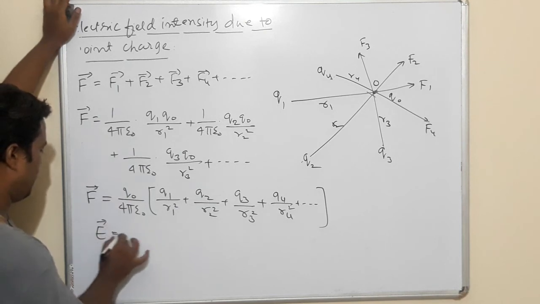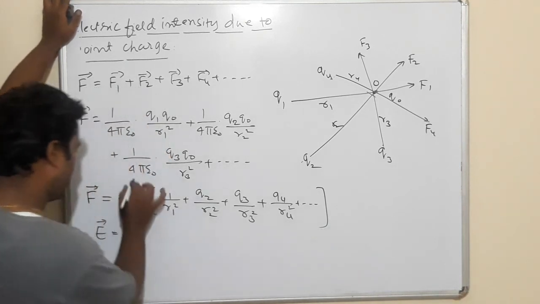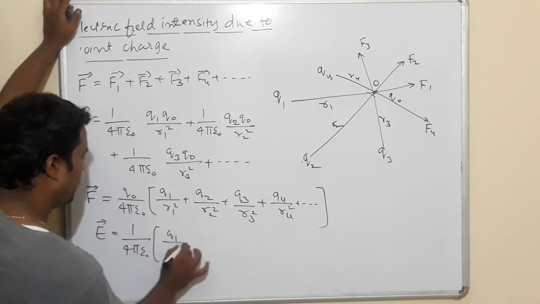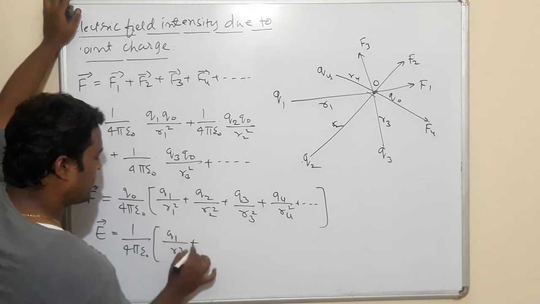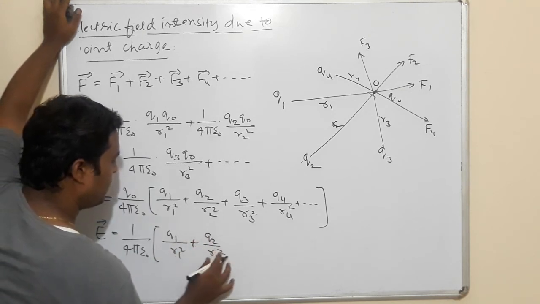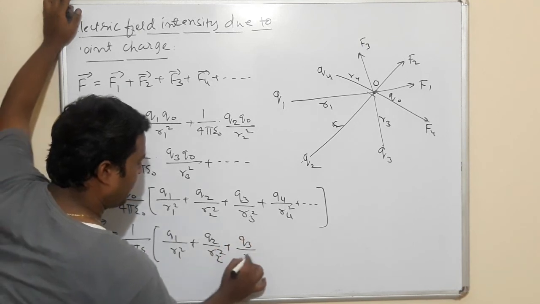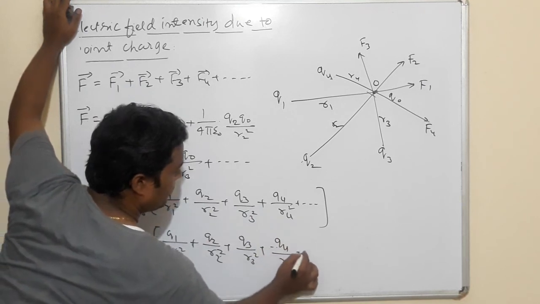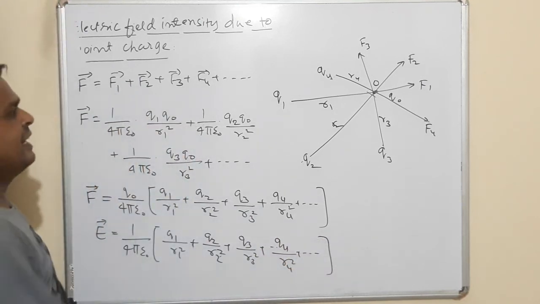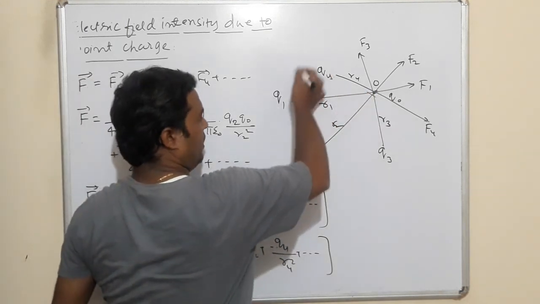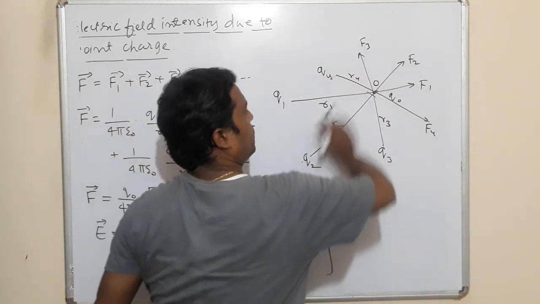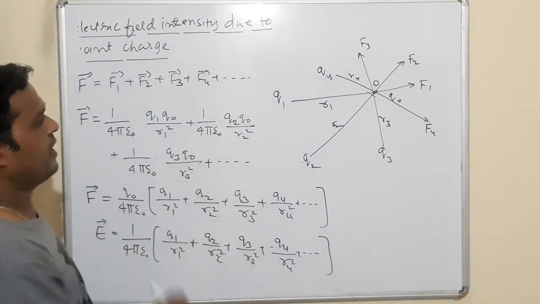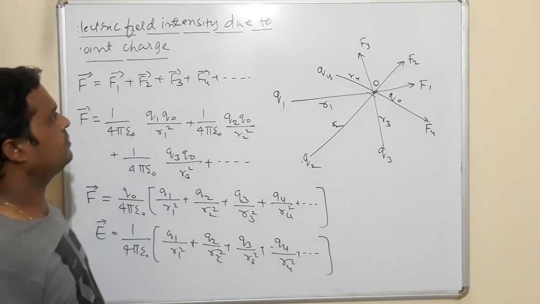Then the electric field will be, divide this by Q0, Q0 gets cancelled, then it will be 1 by 4 pi epsilon naught times Q1 by R1 square plus Q2 by R2 square plus Q3 by R3 square plus Q4 by R4 square and so on. That means the net electric field at this point will be the vector sum of electric fields due to all the charges. Okay. This is how we will calculate the electric field due to a system of charges.